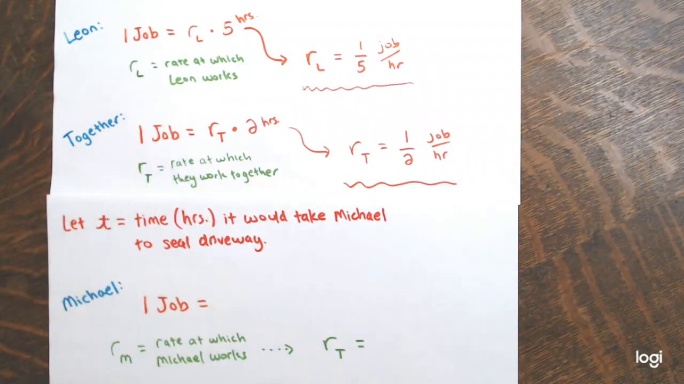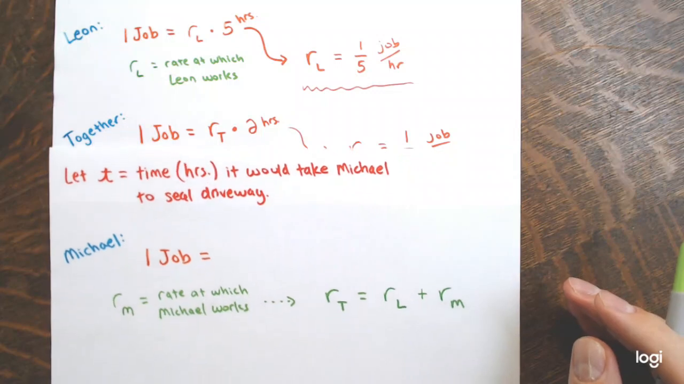If Leon can seal 3 square feet in an hour, and Michael can seal 8 square feet in an hour, then after an hour they'd have done 11. You just add them up, 3 plus 8. It's the same thing with these speeds. So the rate at which they work together is equal to the rate at which Leon works, that was R sub L, plus the rate at which Michael works. So the speed at which they do it together is the sum of the speeds at which they do it individually. Hopefully that makes sense. Again, it was the same thing in the last example.